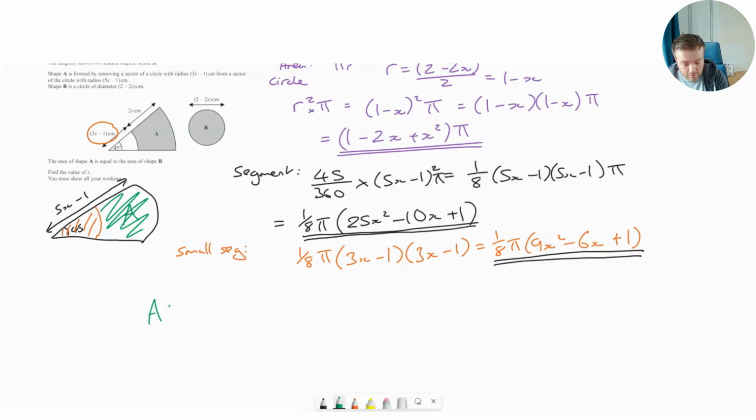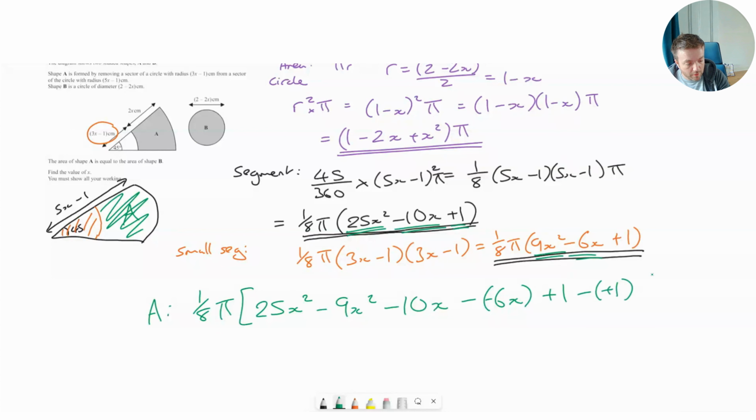So we'll just call this A. Well, A is going to be 1 over 8 pi, and we can put a little square bracket and just focus on what's in the brackets. So we've got 25x squared minus 9x squared. And then we're going to have minus 10x minus minus 6x. Be very careful there. And then we're going to have plus 1 minus plus 1. We might as well keep to the bracket theme and expand that.